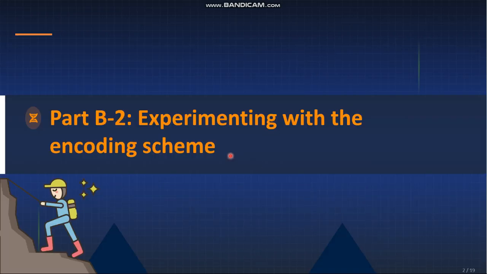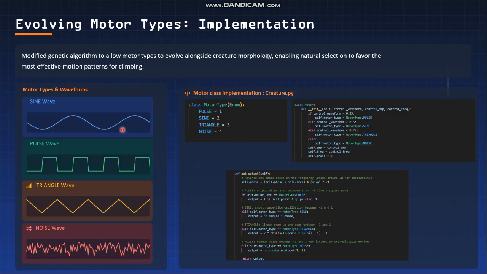Let's proceed to part B2, which covers the advanced portion of the coursework where we experiment with the encoding scheme. First, I experimented with evolving the motor types to improve how the creature moves. Originally, the motors were fixed to just pulse and sine, but now I've added triangle and noise waveforms to the mix. This involved changing the genetic algorithm to let motor waveforms adapt alongside the creature shape. This allowed natural selection to find the best movement patterns for climbing.